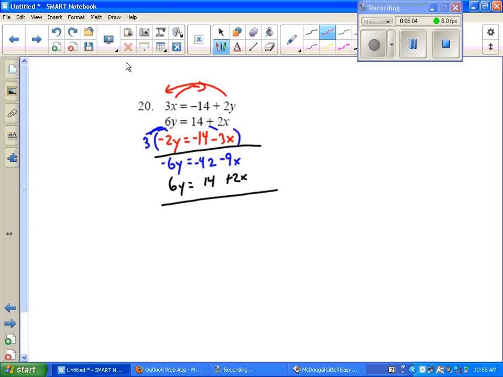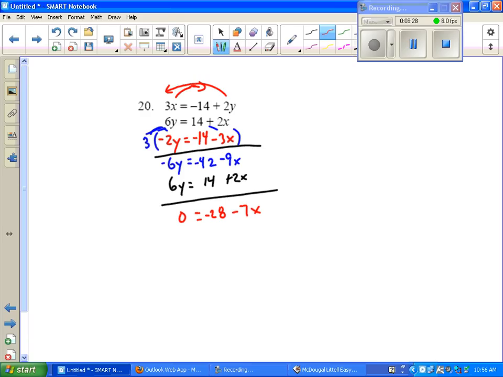Normally we would leave a blank there, but since there's nothing else on that side of the equal sign, we'll go ahead and put a 0 to hold a place. So 0 equals -14 put together with -14 is going to be -28, and then -9x put together with +2x is going to be a -7x.